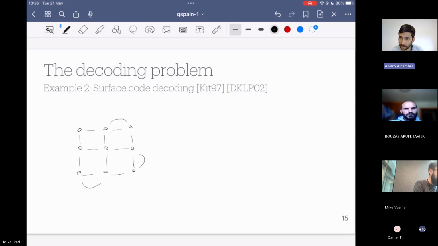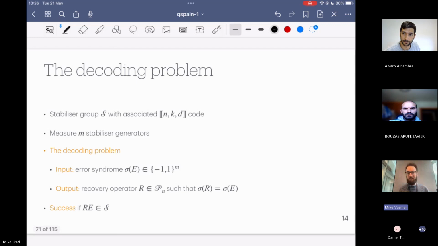Mike, there's a question in the chat. Can R be equal to E? Oh, thanks. That's a very good question. So yes, R can be equal to E, and in that case you will have solved the decoding problem successfully, because then R times E is just identity. That's always a stabilizer, because the stabilizer group always contains the identity.